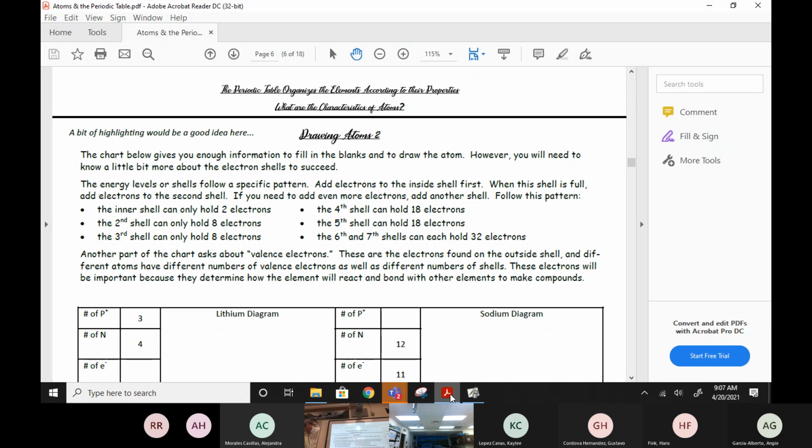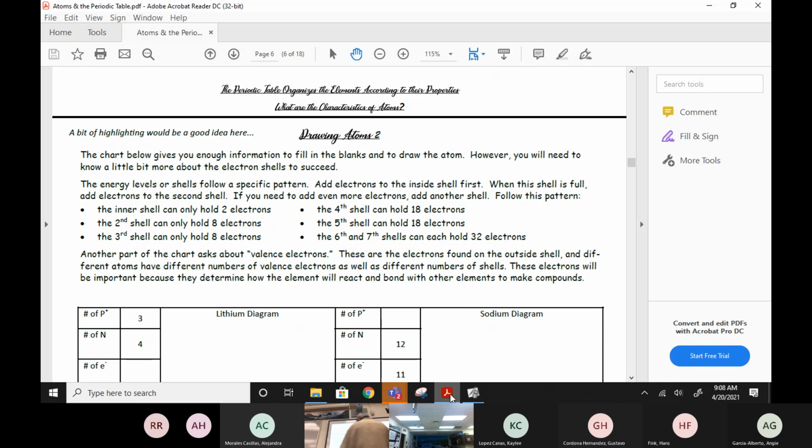The next shell out can only hold 8. So anything, let's see, what's 2 plus 8? 10. Any atom that has fewer than 10 electrons will only have 2 shells. But if it has more than 10 electrons, you're going to have to add more shells. The third shell also holds 8. Once you've filled up that shell, you go to a 4th layer. It can hold as many as 18. And the 5th layer also holds 18. If you have a really big atom, you might have 6th and 7th orbitals that can hold as many as 32 electrons each.